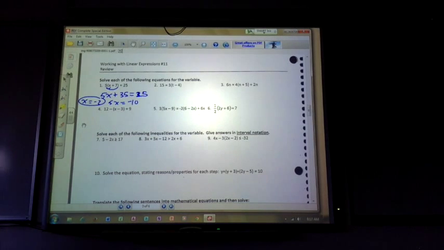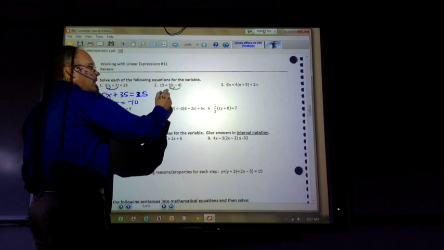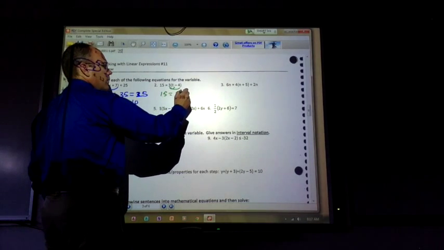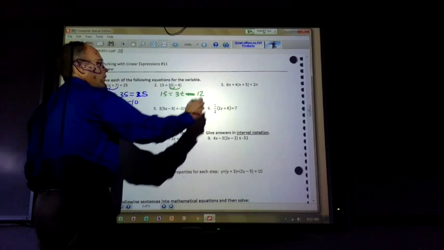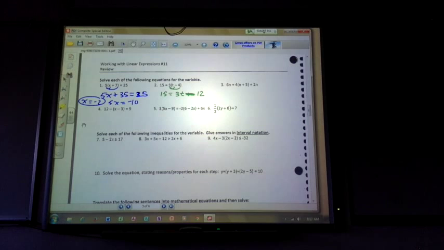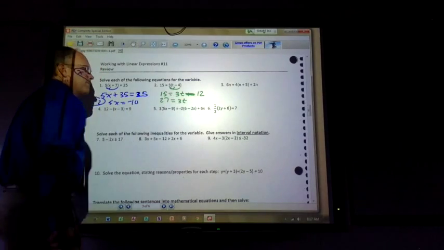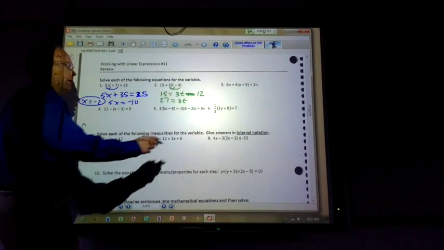All right, problem number 2. What should we do? Distribute the 3, okay. So here and here. So I get 15 equals 3t minus 12. Oops, that's a minus 12. What should I do to both sides? Add 12 to both sides. If I add 12 to 15, I get 27 is equal to 3t. Then what? Divide both sides by 3, so t is equal to 9.